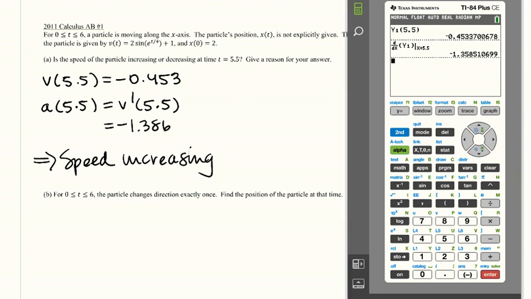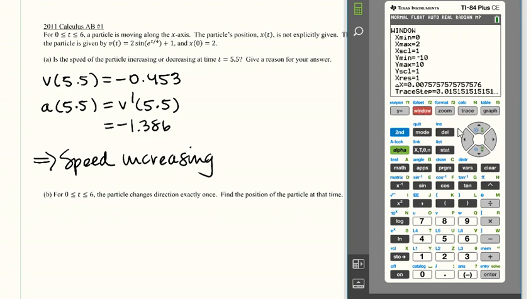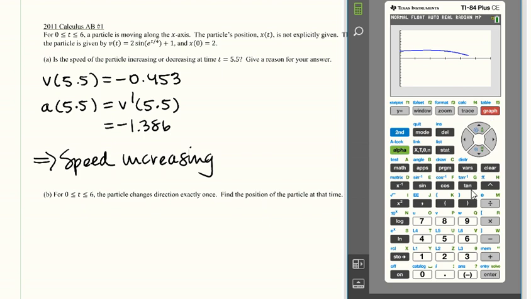All right, so here we've got the particle changes direction exactly once. So that means that v is changing sign. So we're probably going to need to look at a graph of v. And so I'm going to look on the window 0 to 6. I'm going to graph this thing. Oh, there it is. I see it changes exactly once. So I'm calculating the t value of this 0. And that looks like a good left bound. I'll use 6 as the right bound. Guess won't really matter. And can you read that for me? I can't see that far.